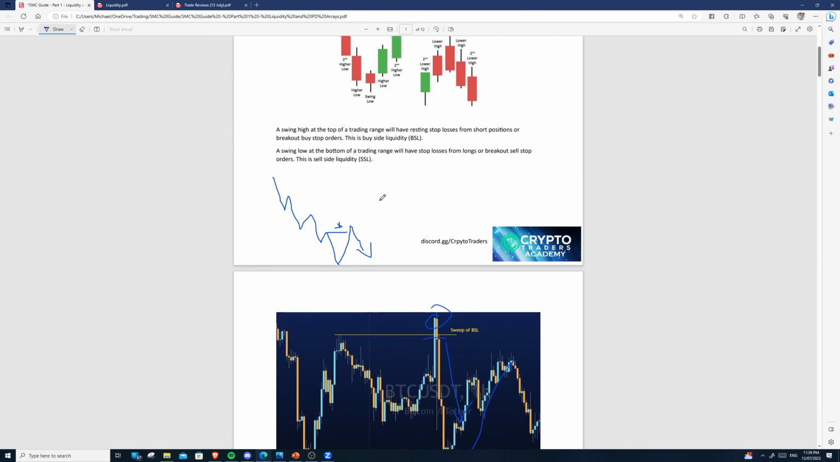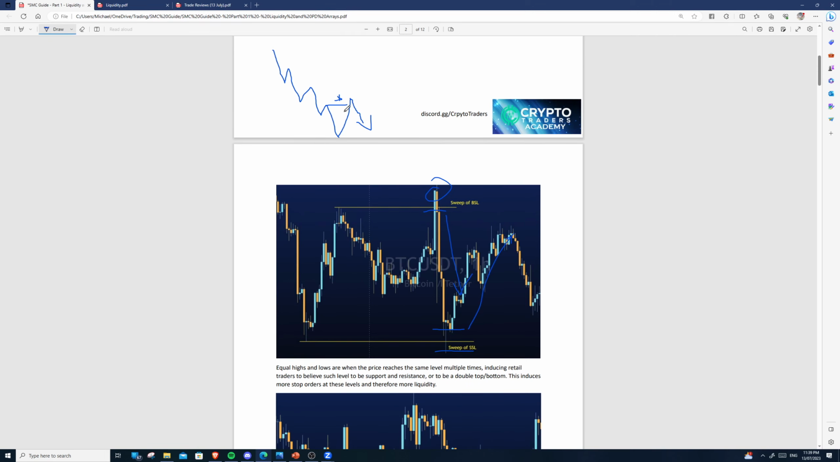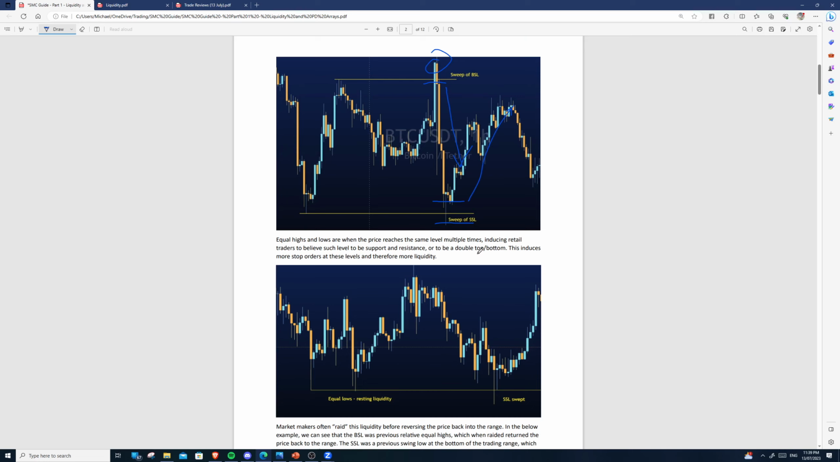So we sort of see how retail traders place their stop losses. It's either a bit above swing highs or a bit below swing lows, or a bit above range highs or a bit below range lows. And what we can do is see how price reacts once it sweeps out one of those levels, and we can trade accordingly based on that. So this is buy side liquidity and this is sell side liquidity. That's the sort of phrasing we use here.